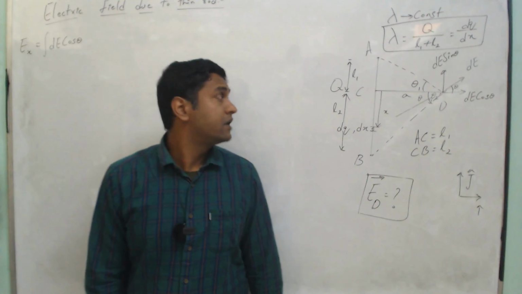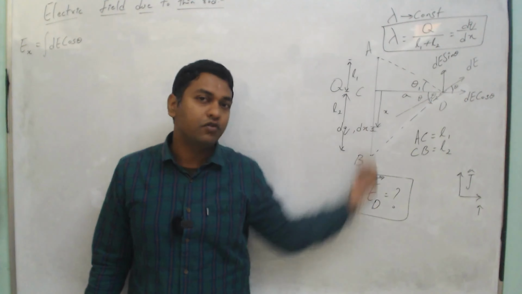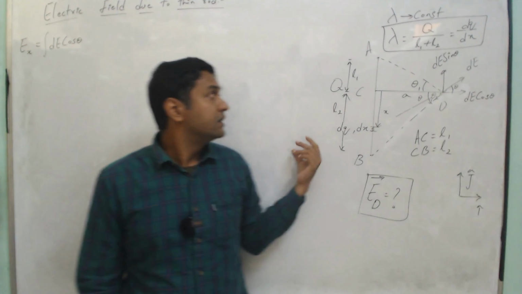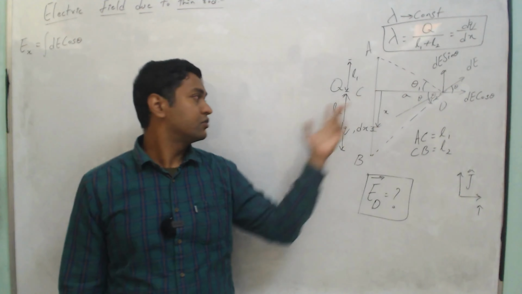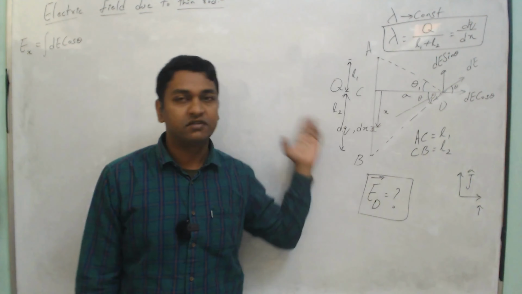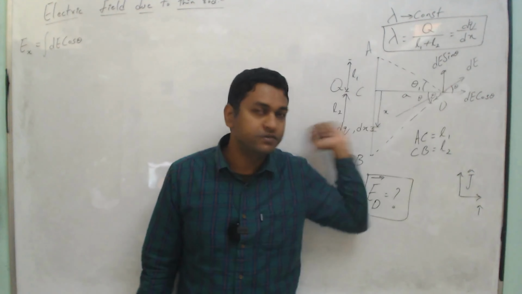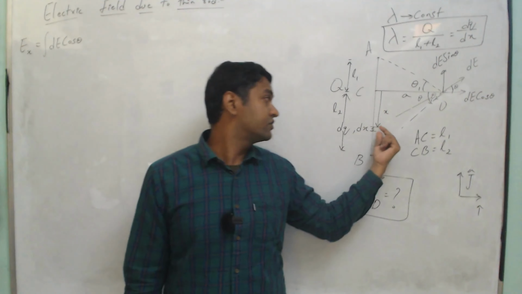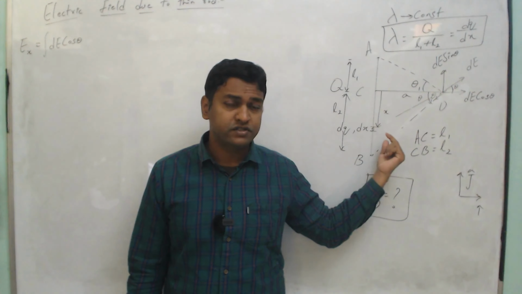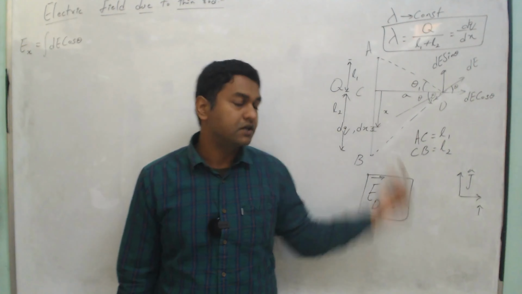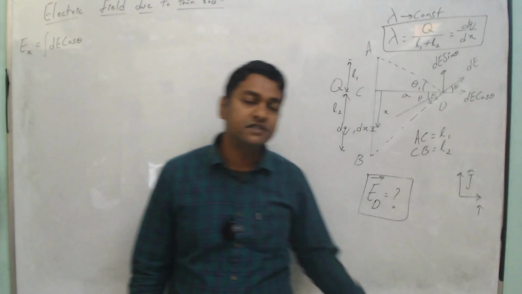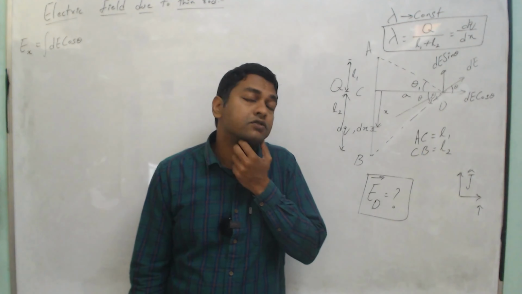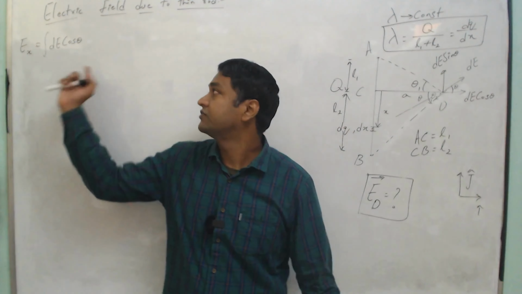So what is lambda? Because it is a uniform thin rod, lambda is constant, right? Next thing is, what is the value of lambda? Total charge is q. Total length is L1 plus L2. So I can say it is q by L1 plus L2. And for this small element, the charge is dq, the length is dx, therefore I can take it as dq by dx, correct? So I am starting off with integration of dE cos theta.